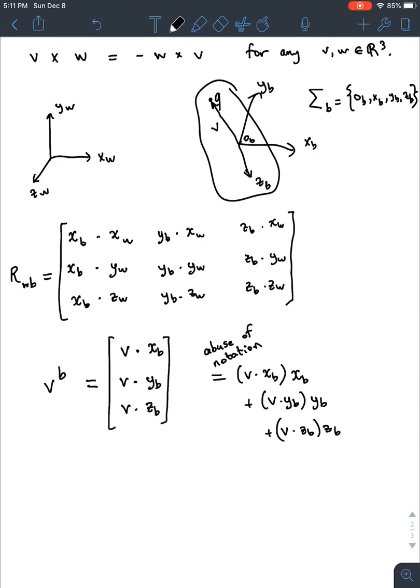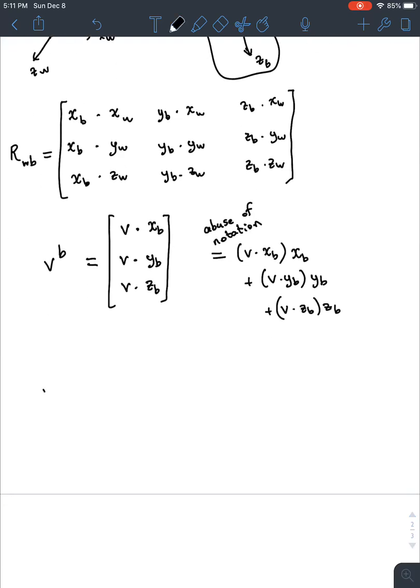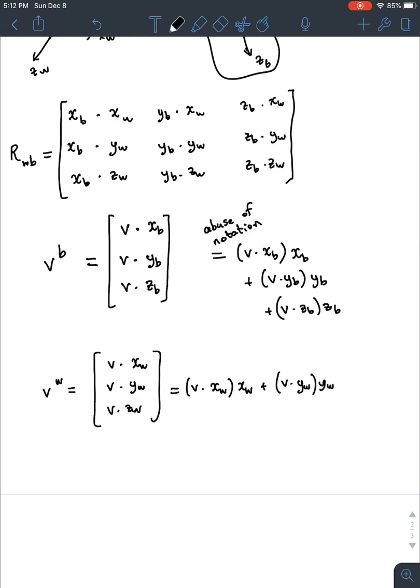Now you might ask yourself, what is the expression of V in the W coordinate system, the world coordinate system? How would you do that? Think about taking this whole vector, transferring it exactly over here, and trying to find the components of V along the XW, YW, ZW directions. Essentially the expression of V in the world coordinate system would be the same thing: V dot XW, V dot YW, V dot ZW. In other words, again with some abuse of notation, I can write this as V dot XW in the XW direction, plus V dot YW in the YW direction, plus V dot ZW in the ZW direction.